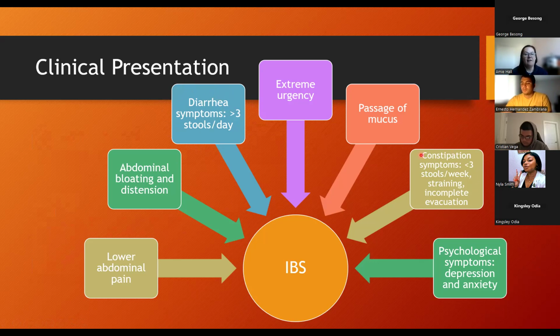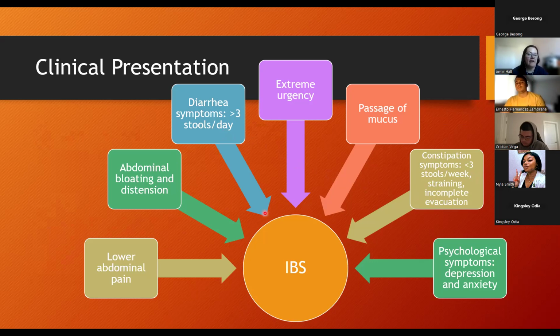Constipation is defined as less than 3 stools per week. That also has straining and incomplete evacuation. So for the purposes of IBS, diarrhea is greater than 3 stools per day. IBS constipation is less than 3 stools per week. This way we're all talking the same language.